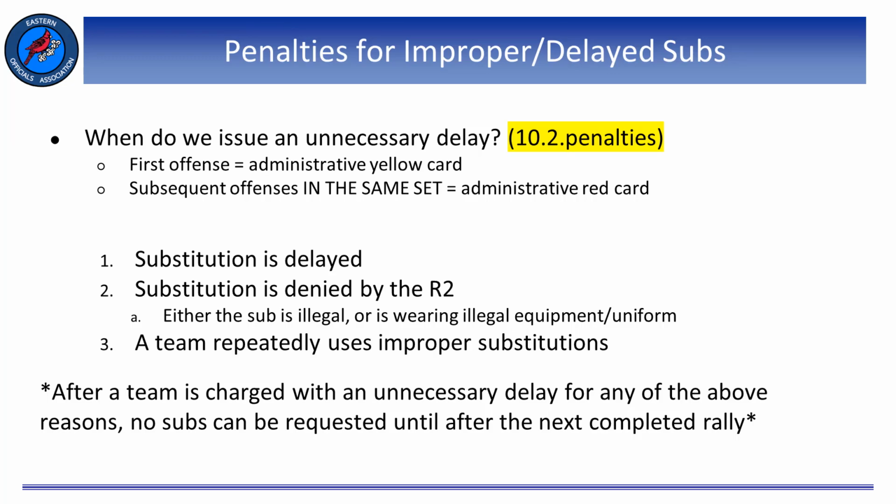Some scenarios, again, covering these: if the substitution is delayed. If the R2 denies the substitute, whether the sub is illegal or if they're wearing illegal equipment, uniform, or jewelry, and the R2 denies the sub, this would be an unnecessary delay. Or if the team repeatedly uses improper substitutions during the set, the R2 could, at his or her discretion, issue that unnecessary delay. After a team is charged with an unnecessary delay for any of the above reasons, they cannot request any more subs until the next completed rally.